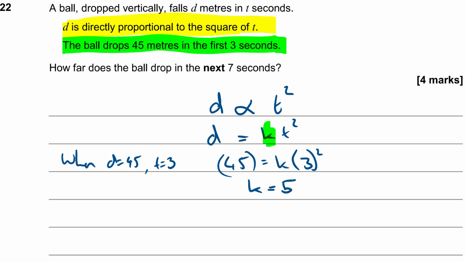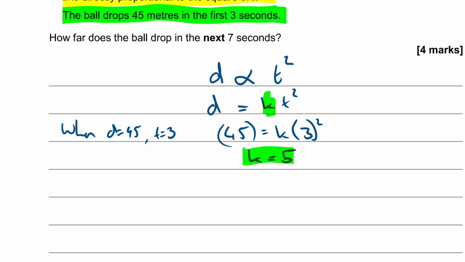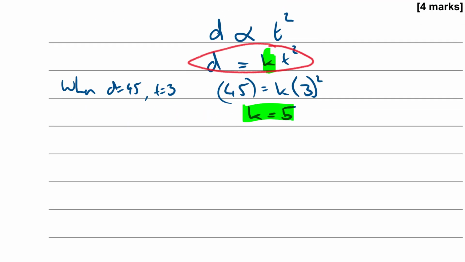Okay, so now I've found what k is, I can replace it back into my equation to find the relationship between d and t. So therefore, d is equal to 5t squared. Okay, so that's my complete equation now. Once I've got the complete equation, I can then go on to use it to work out any other value of d given t or t given d.